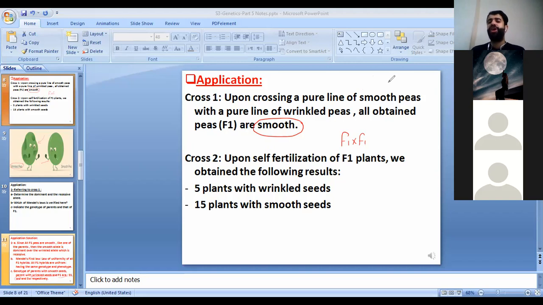So they gave us that they are pure. The smooth, they are dominant and they are pure, so they are S capital. While the wrinkled, they are recessive and they are pure, so they are W small.